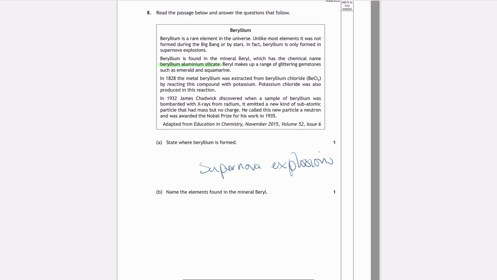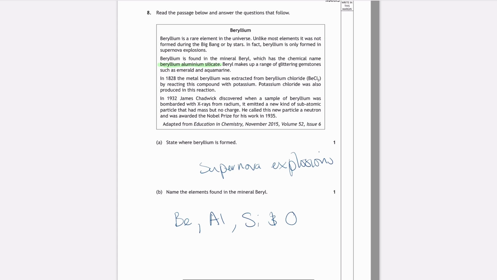Because it's got beryllium in its name, it would have beryllium. Because it's got aluminium in its name, it would have aluminium. Because it's got silicate, silicate would be silicon and oxygen. Okay, so you've got beryllium atoms, aluminium atoms, silicon atoms, and oxygen atoms.